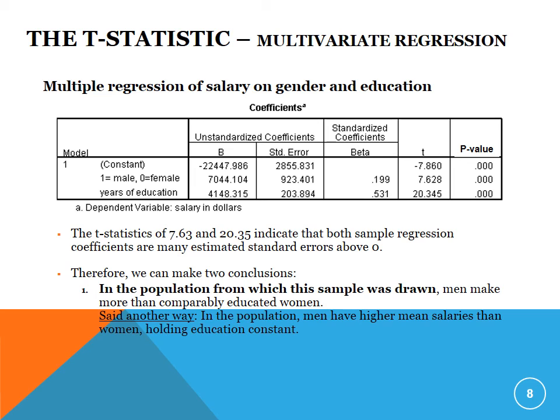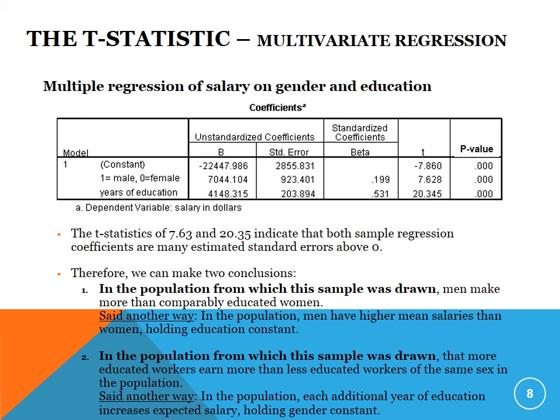Okay? So what's our second conclusion? I'm going to give you a second to think through it. Okay, so our second conclusion that we're able to make is also that in the population from which the sample was drawn, the more educated workers earn more than less educated workers of the same sex in the population. I said the population twice, but just to emphasize that. In the population, each additional year of education increases expected salary, holding gender constant. It's not too bad, right? We are getting it. It's coming together.